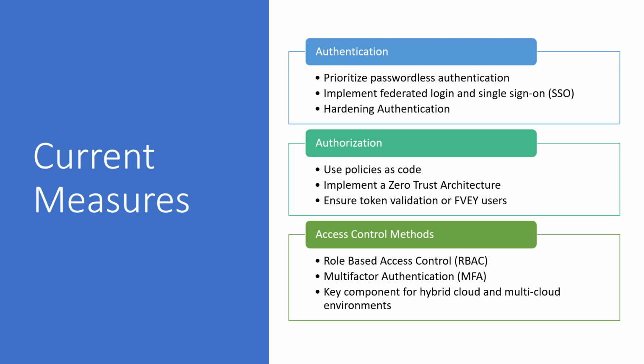The final step of hardening authentication is implementing mutual authentication. Mutual authentication involves authenticating both the connecting parties, which is the client and the server, and is best suited for API authentication and machine-to-machine authentication. For authorization, we will look to use policy as code, implement a zero-trust architecture, and ensure token validations for 5E users.